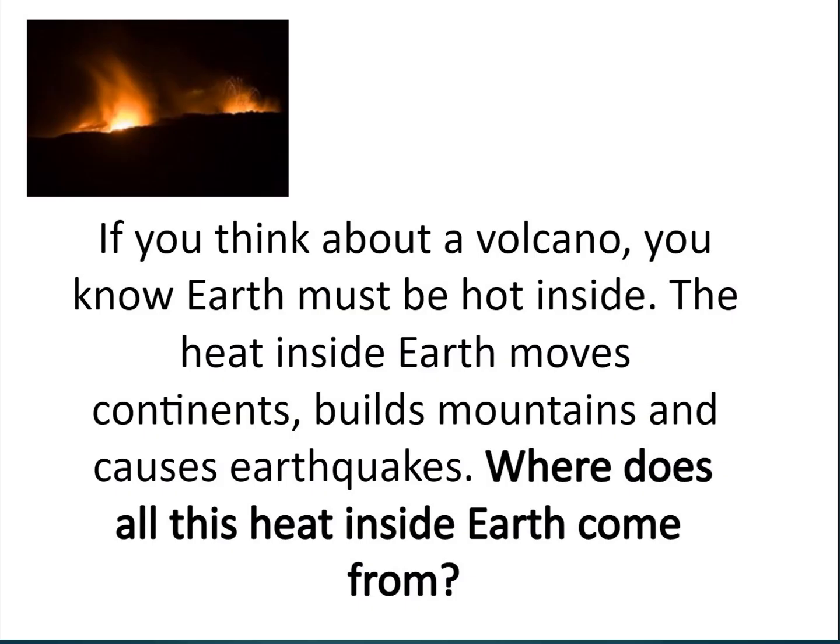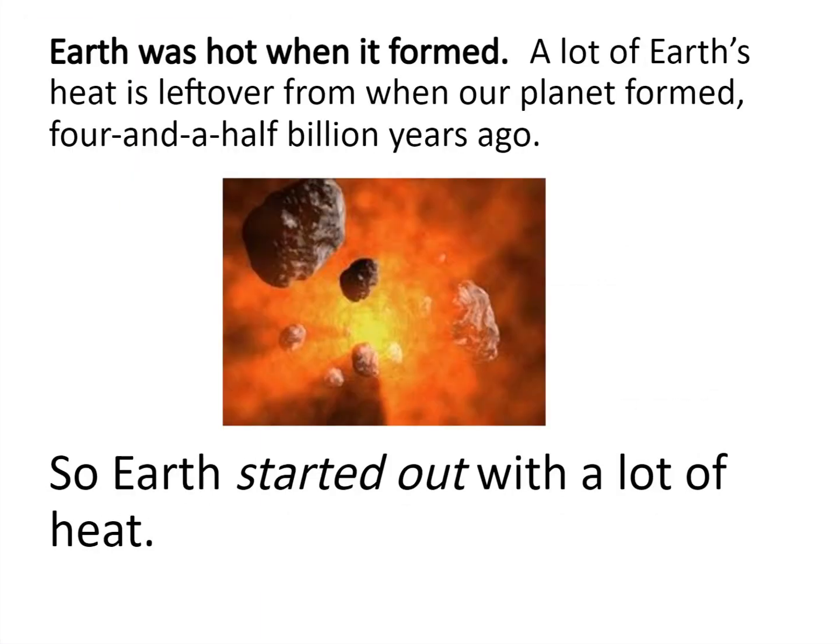If you think about a volcano, you know Earth must be hot inside. The heat inside the Earth moves continents, builds mountains, and causes earthquakes. So where do you think all this heat inside the Earth comes from? Earth was hot when it formed. A lot of Earth's heat is left over from when our planet was formed 4.5 billion years ago. So Earth started out with a lot of heat.